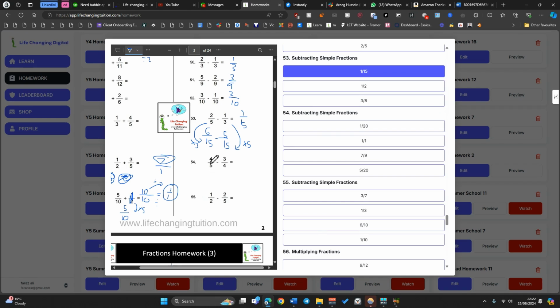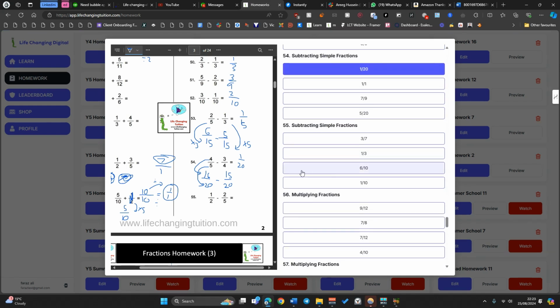Question 54. Bottoms, we can change them both to have 20, because they're both divisors of 20. So this one, we have to times by 4, so we're going to times the top by 4 to get 16. And then this one was times by 5, we're going to times the top by 5 to get 15 here as well. So that should give us 1 over 20 if you actually carry out that subtraction. Let's have a look at the options here. 1 over 20 right there.